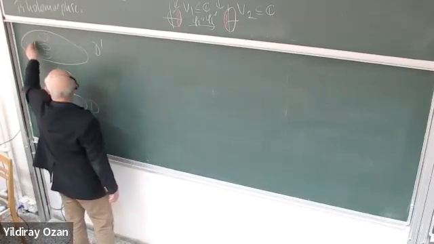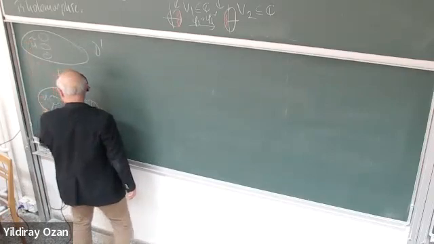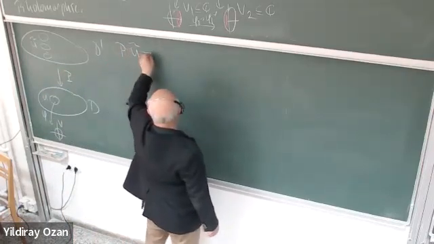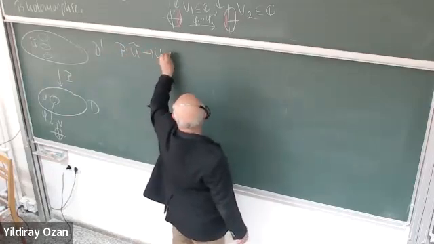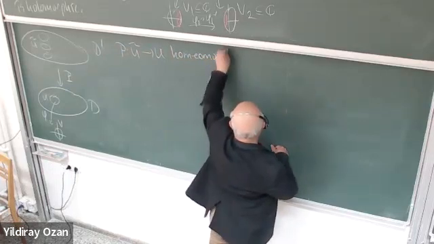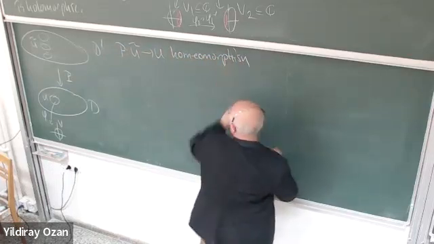So let's say this is U prime, this is U. This P from U prime to U is a homeomorphism.